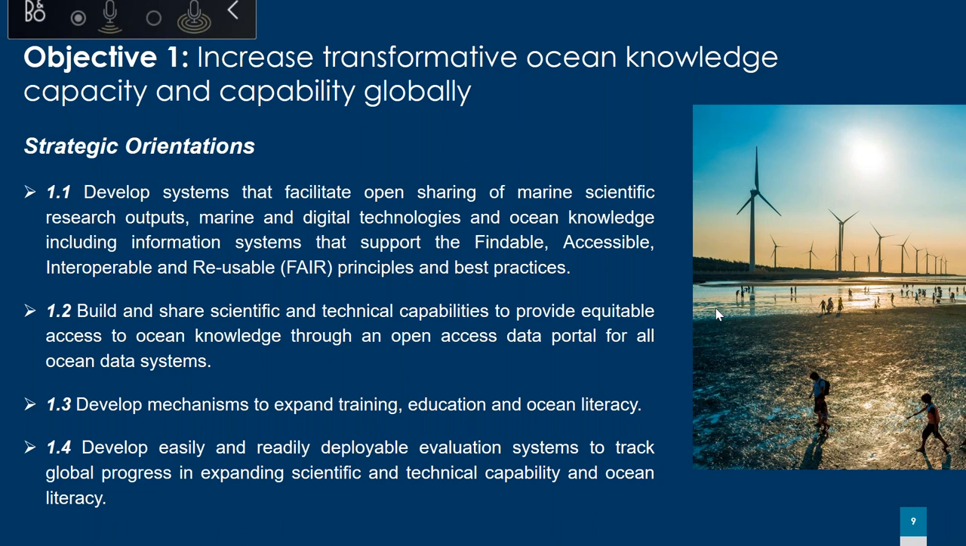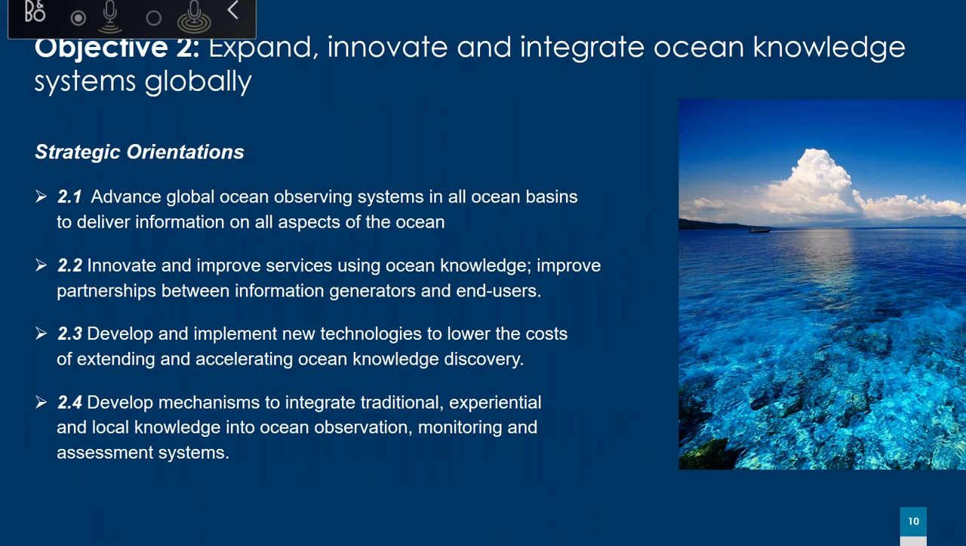So now we come to the slightly more specific actions in the value chain. Given that we have and will develop more capabilities and capacities around the world, the first objective is to expand, innovate, and integrate ocean knowledge systems globally. What we mean by that is that this objective relates to expanding and sustaining the creation of knowledge with a strong emphasis on technology, infrastructure, people, and different types of information systems. One example is a global ocean observing system that covers all ocean basins from the upper ocean to the deep ocean, from the open ocean right to the coast and where humans interact with the ocean.